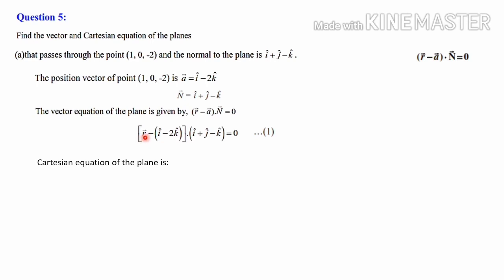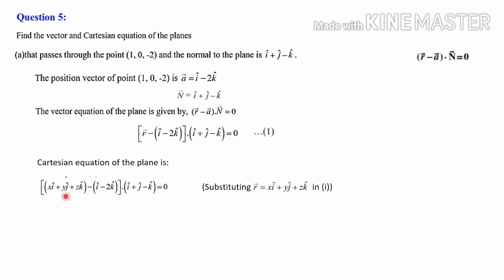Vector r, we know that it is the position vector of the arbitrary point (x, y, z). When you write it in vector form, it comes as xi + yj + zk. So let's substitute it: (xi + yj + zk - (i cap - 2k cap)) dot (i cap + j cap - k cap) is equal to 0. This we have got by substituting the value of vector r in equation number 1.